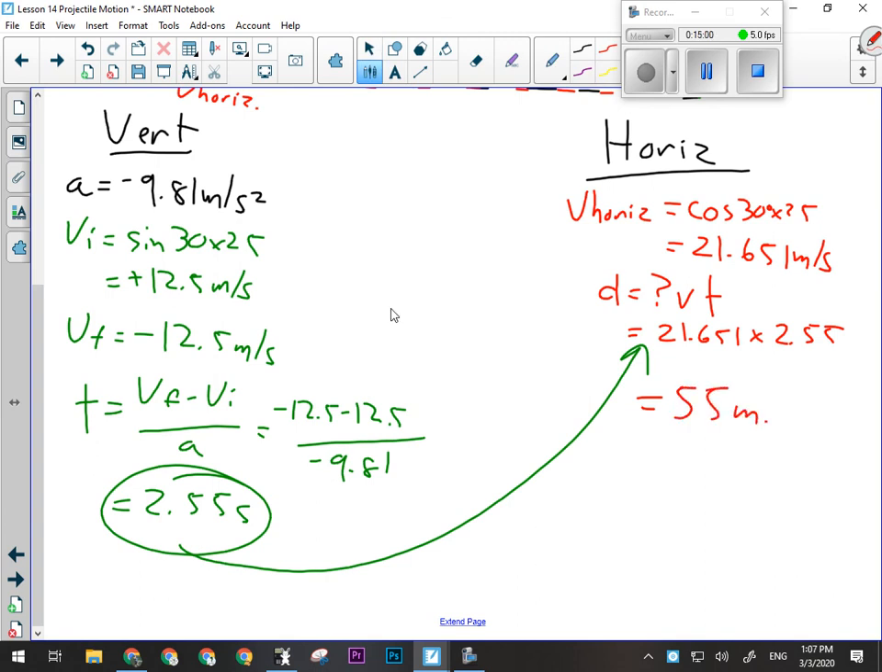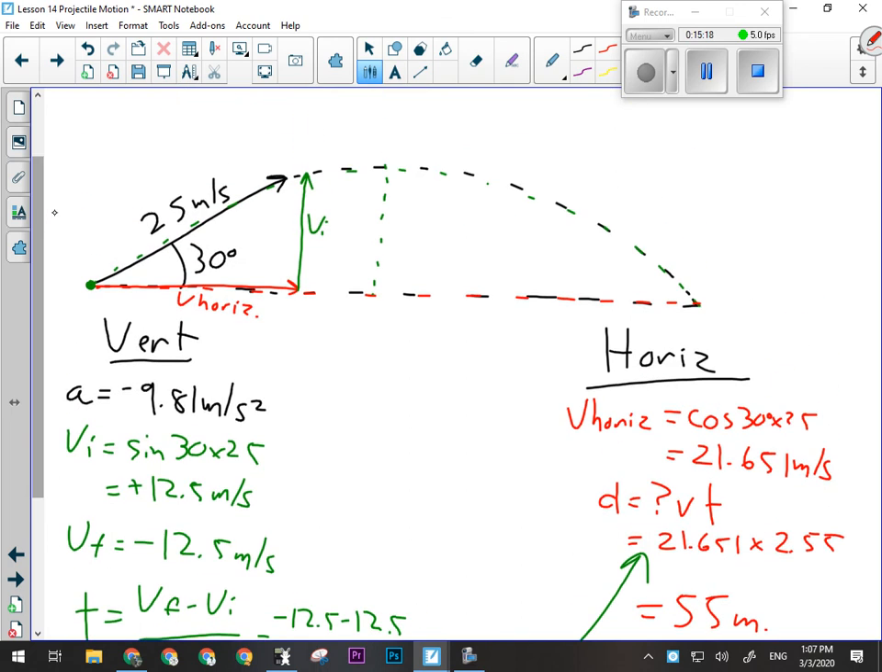Okay, is that a long way to throw something? Yeah, 55 meters is a long way to throw something. And you've got a pretty good arm if you're throwing something of any mass 55 meters. All right, that's one of the things they wanted me to calculate.